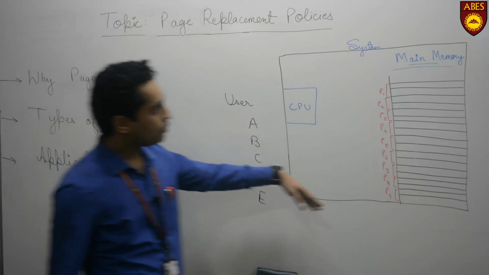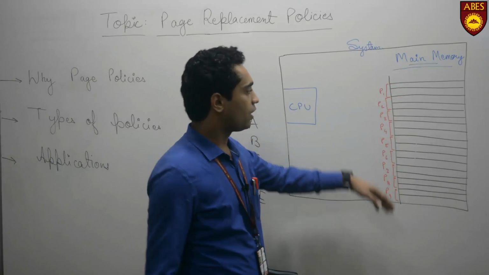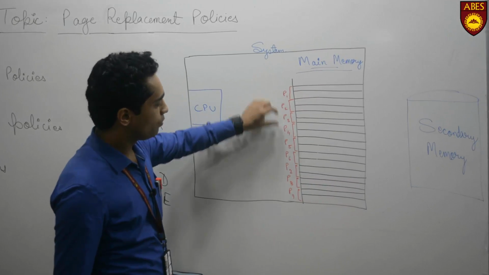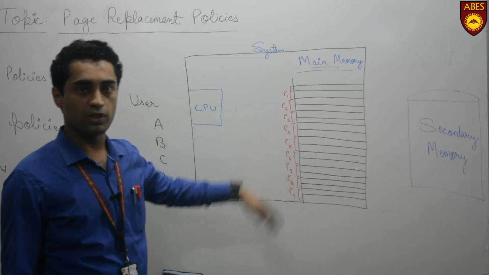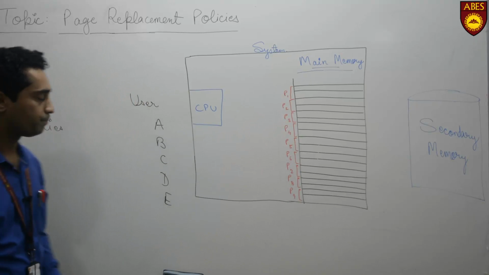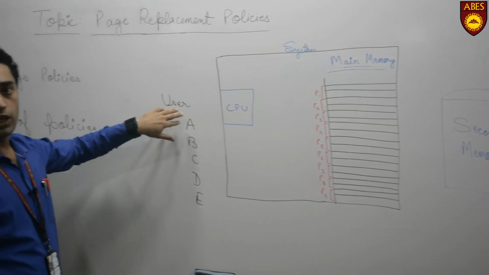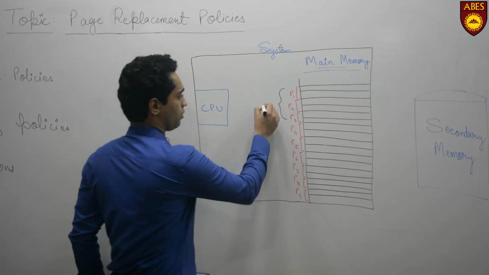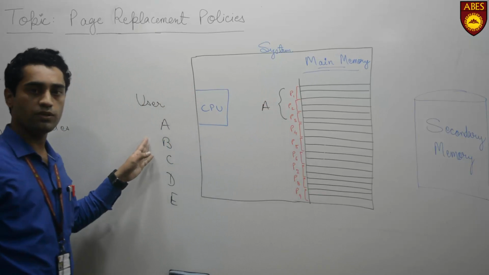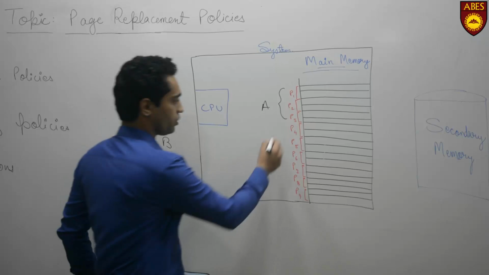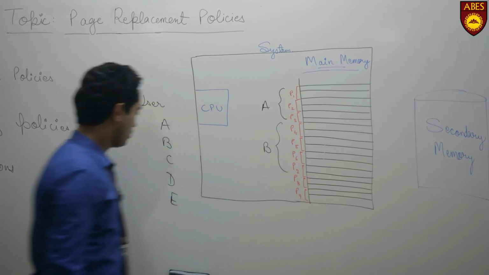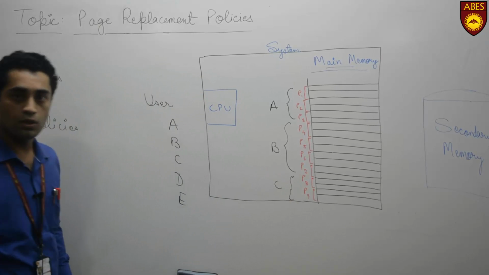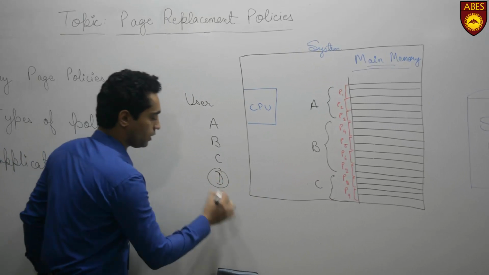As I have shown here, the main memory is already divided into P1, P2, and so on, the equal size pages. Basically, this is a chunk of the main memory. Application A is taking 3 pages, application B is randomly taking 4 pages, application C is taking 2 pages. Now what about applications D and E?